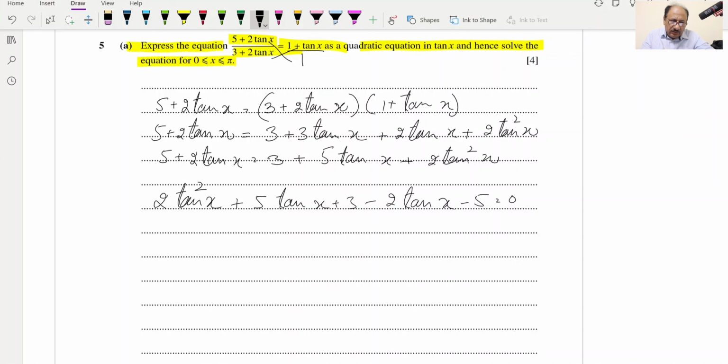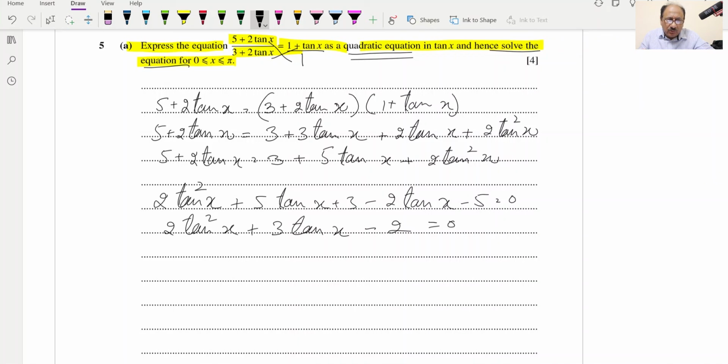Now again adding the like terms: 2 tan square x plus 5 tan x and 2 tan x minus 2 tan x, so it will result in 3 tan x. So plus 3 tan x, and plus 3 minus 5 will be minus 2, is equal to 0. So this is the quadratic equation which was required, and hence solve the equation.